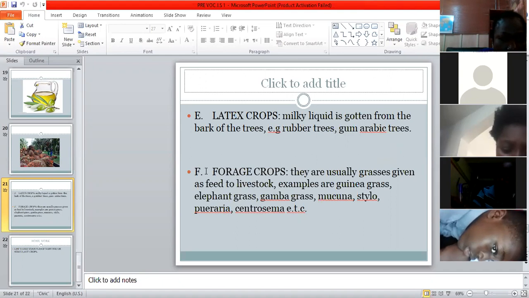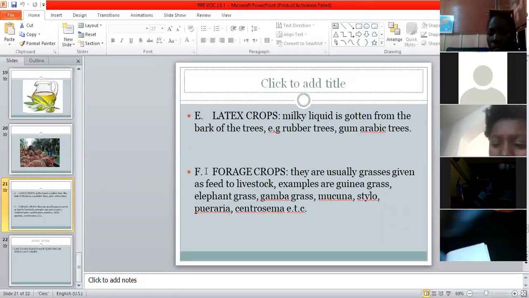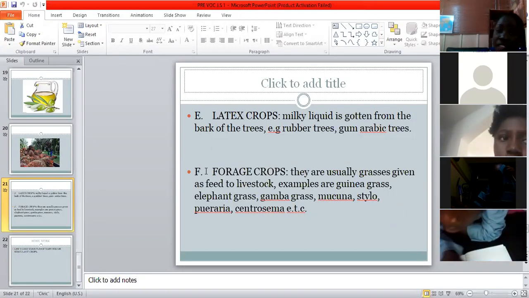Then the next one here is forage crops. They are usually plants that are given as feed to livestock. We have these plants in two forms. We have the grasses and we have what we call the leguminous forage crops. Examples of grasses given as forages to farm animals are the guinea grass, the elephant grass, the gamba grass.